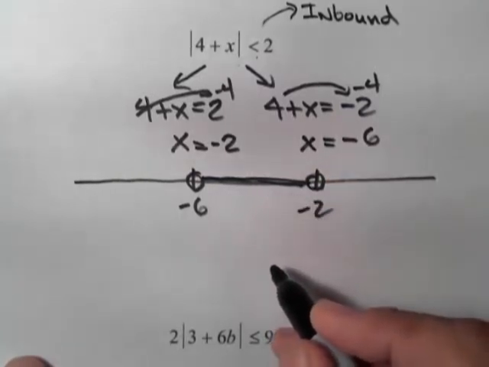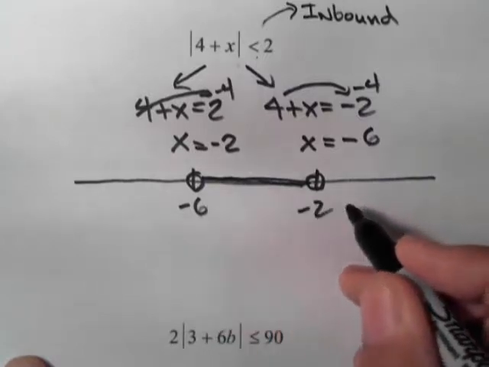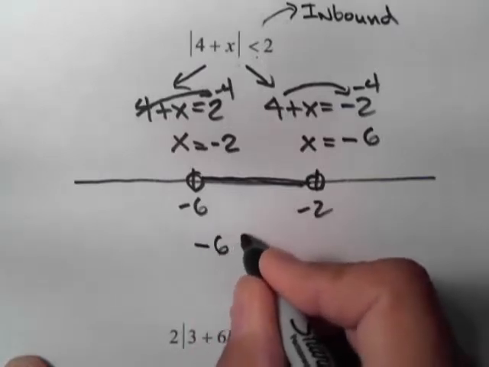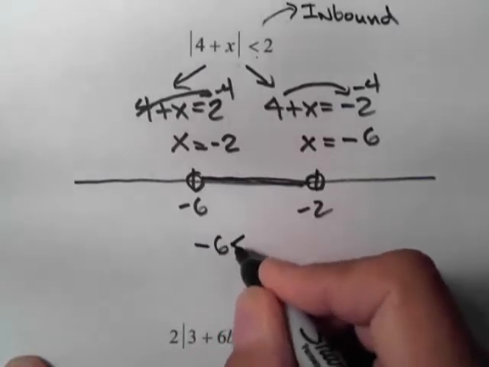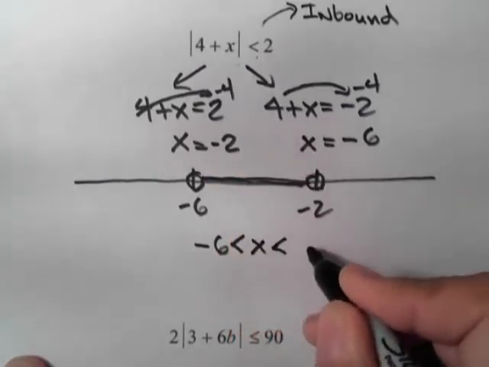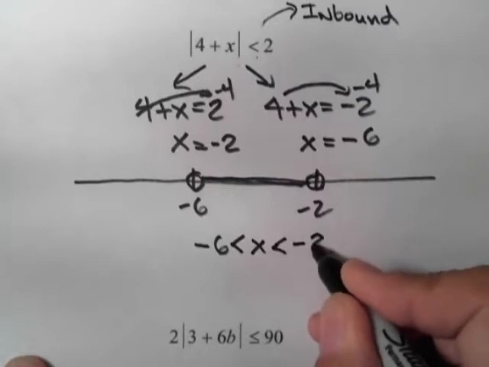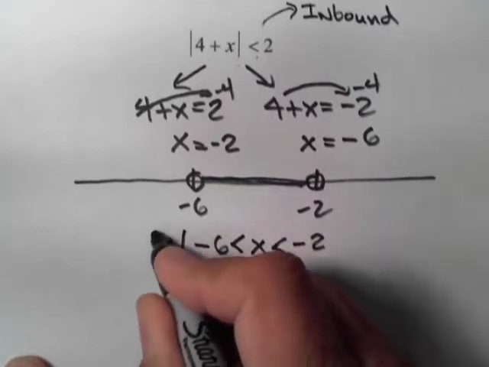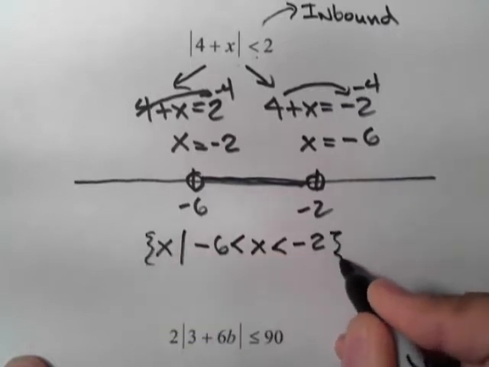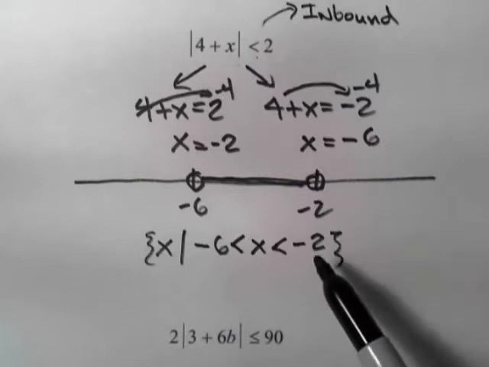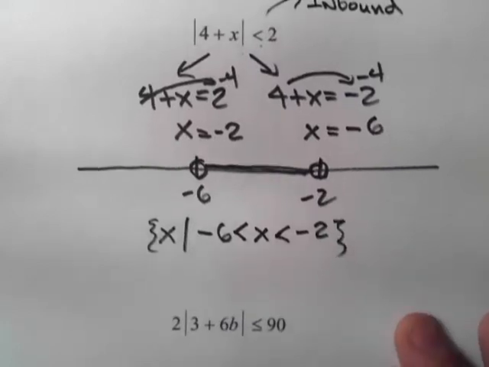Now, to indicate what the answer would be in set builder notation, we could use one of those three-sided guys. Negative 6, no equal bar here, the variable's x, and at the same time it's got to be less than negative 2, again no equal bar. The such that line, our variable x, and the curly brackets. So there it is, either as a graph or as set builder notation.